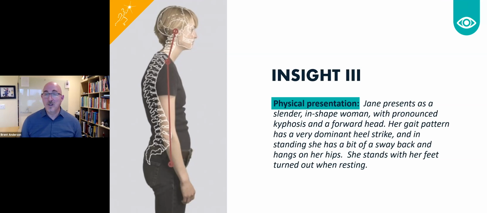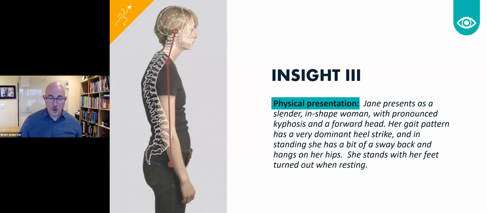She stands with her feet turned out when resting, right? So I often think of some of my dancers walk around like this a little bit, sort of hanging on those hips, feet turned out a little bit. So she doesn't really toe off in front, but she walks briskly and she hits that heel pretty tough. So thinking about that physical presentation, keep that in mind as we move through this.